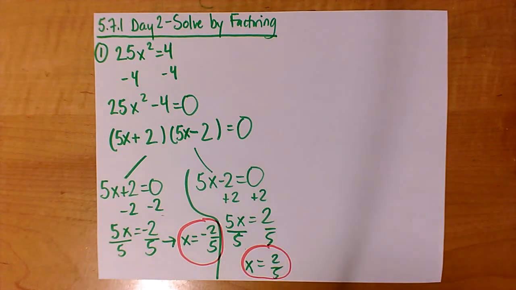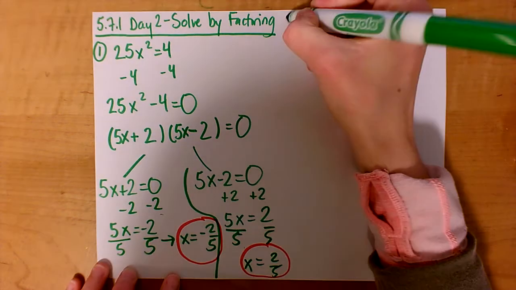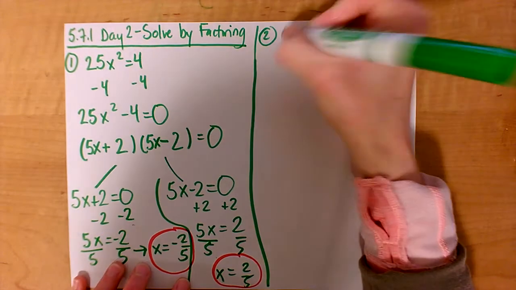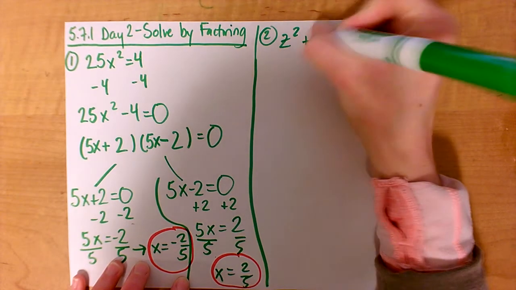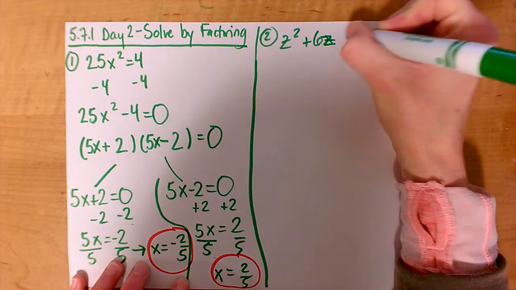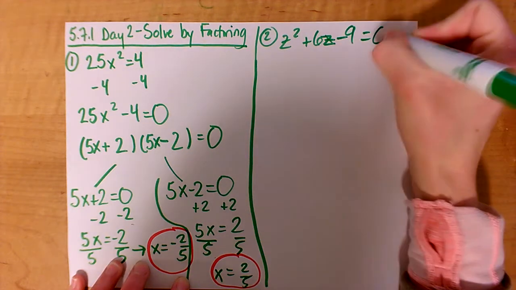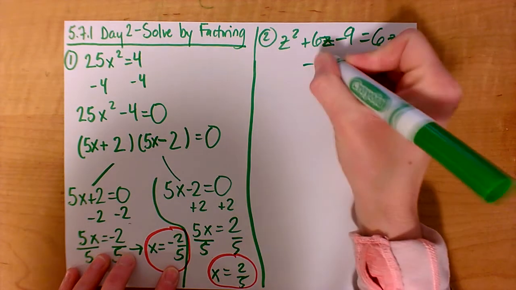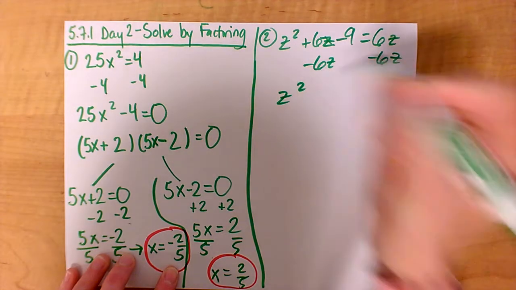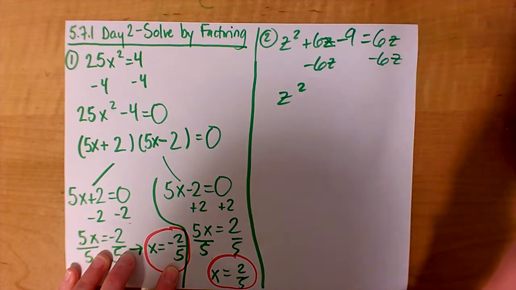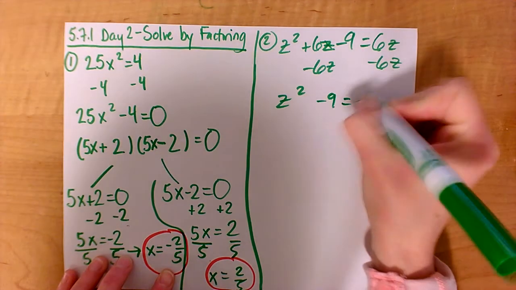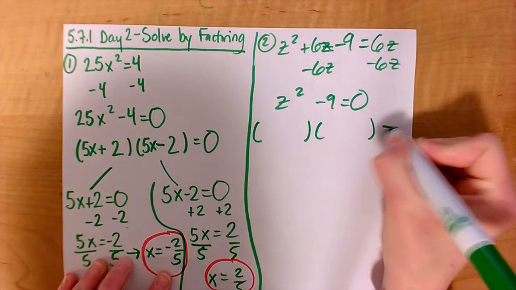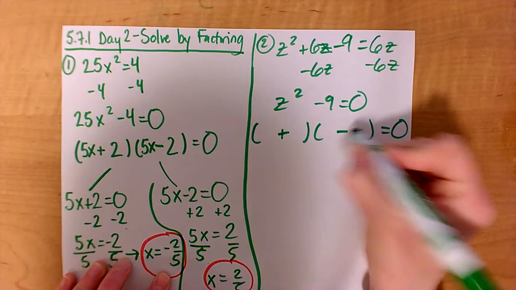Alright, so going on to number 2. For number 2, we have z squared minus 9 is 6z. So we want to get this set equal to 0. So we're going to subtract 6z from both sides. And so then we'll get z squared, well, 6z minus 6z goes to 0, so that's going to disappear. And we just have a minus 9 and 0. Now this is another difference of two perfect squares. So again, we'll have two sets of parentheses, set equal to 0. One's plus, one's minus.